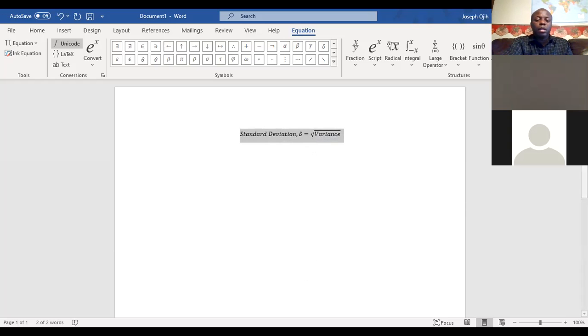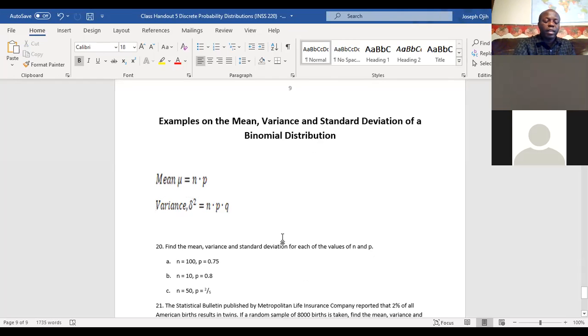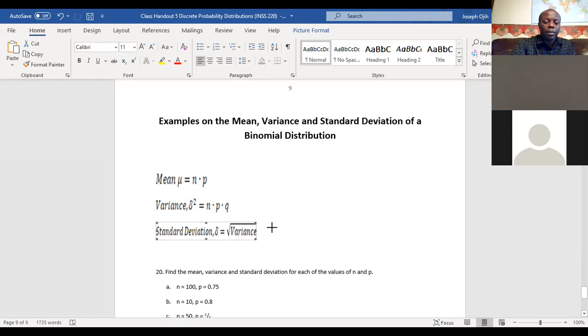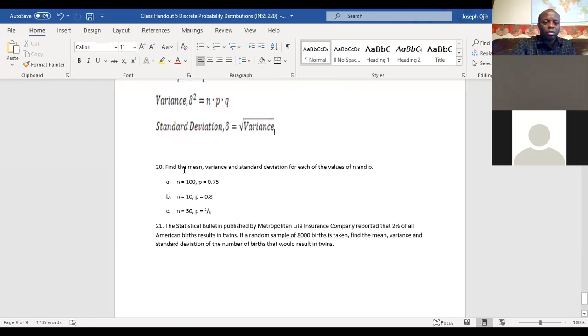Now with this, we can round up by solving one question that involves finding the mean, variance, and standard deviation. There are many examples that you can try, but let me start with this application example. You can try these at home. For the mean, multiply 100 times 0.75, and for the variance, you find the q. Q is 1 minus p, which is 1 minus 0.75. That will give us 0.25. Then you multiply all. That will give you the variance.